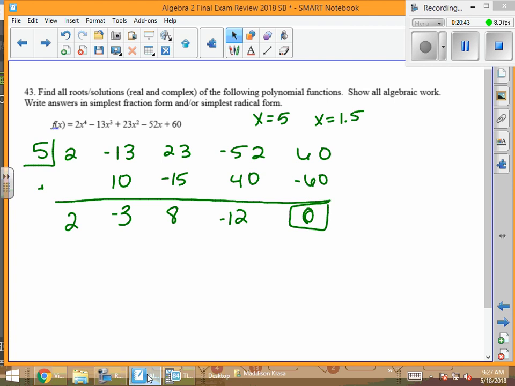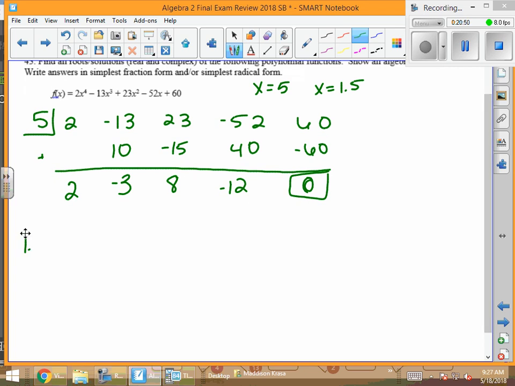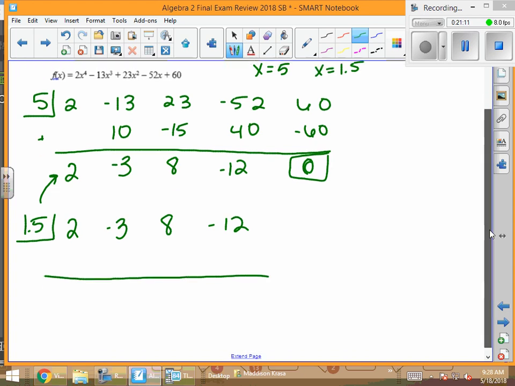All right, now that we've done synthetic division with 5, let's go ahead and do synthetic division with 1.5. And we're going to keep narrowing things down here until we can find the rest of our roots. So remember, when you do this, you don't use the original coefficients. You use the coefficients that you just got with your last synthetic division. So we're going to drop those right down. Okay, and we're doing synthetic division again. So we're going to drop our 2.